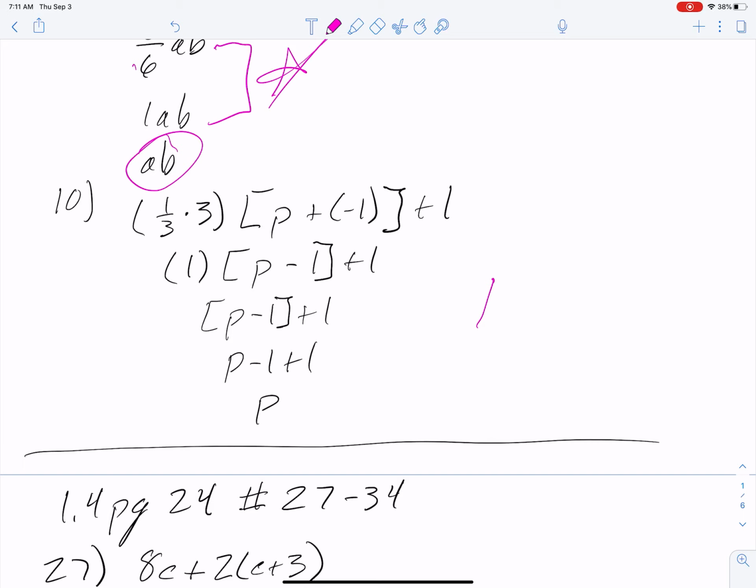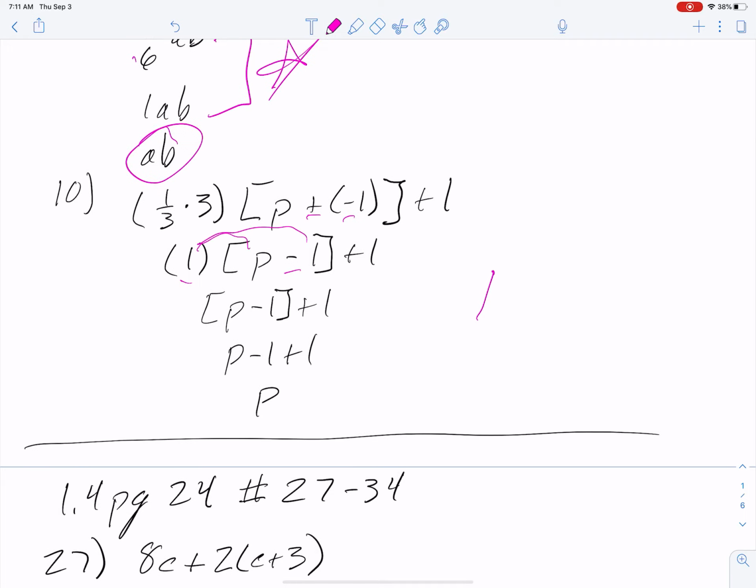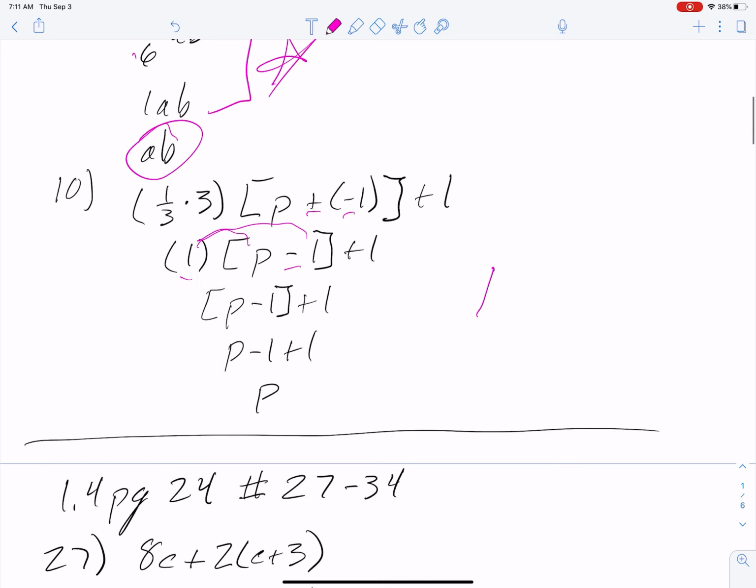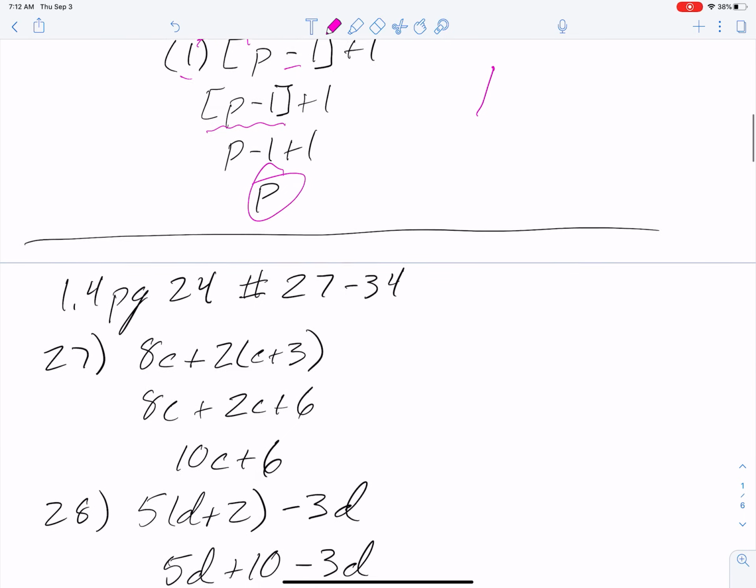Now, number 10, I do my 3 times 1/3, gives me my 1/2. Addition of a negative is just subtraction. I distribute my 1, which doesn't change anything. I can't simplify anymore inside my bracket, so I can eliminate my bracket, and then p minus 1 plus 1 results in just p. Again, my guess is that you might skip some steps in there, but that's up to you.